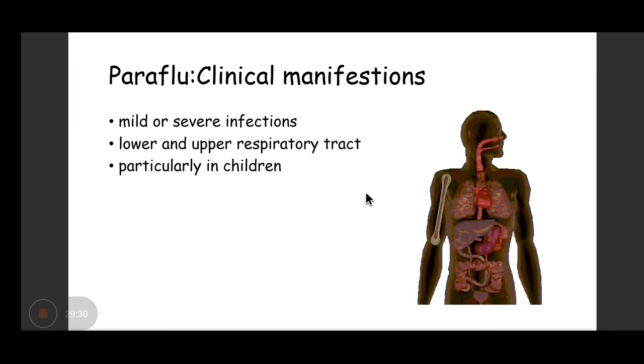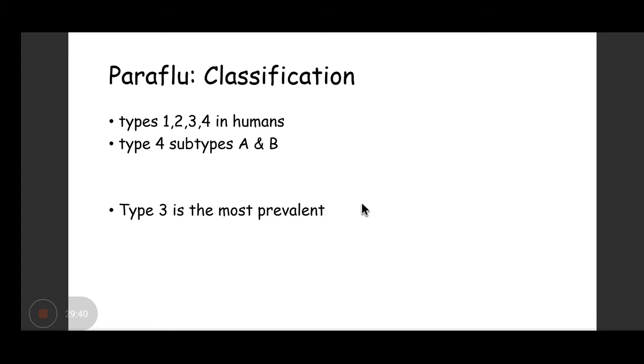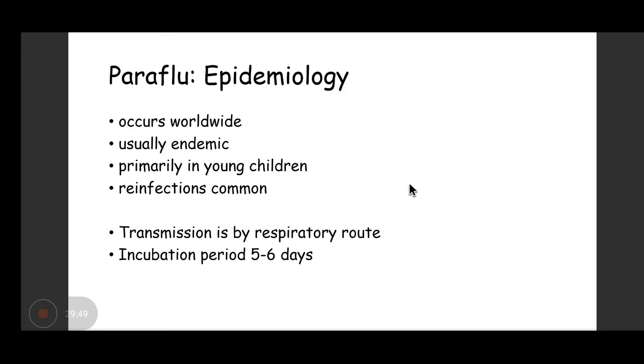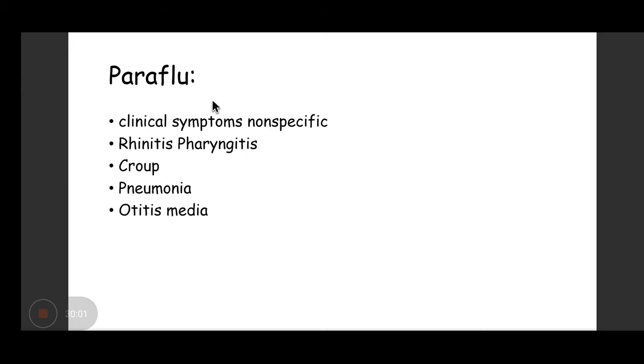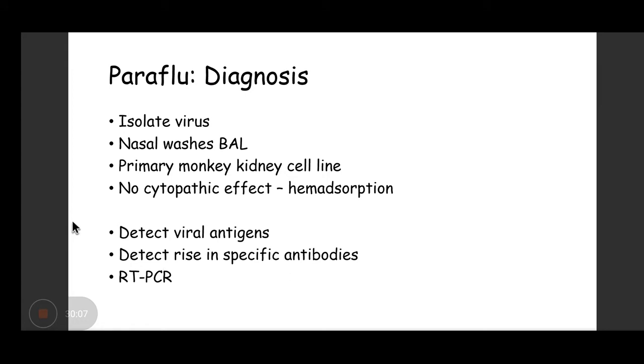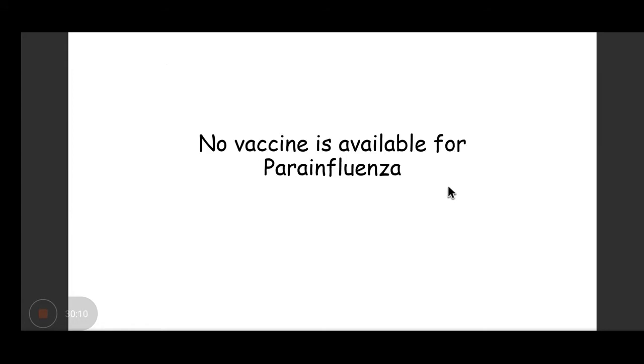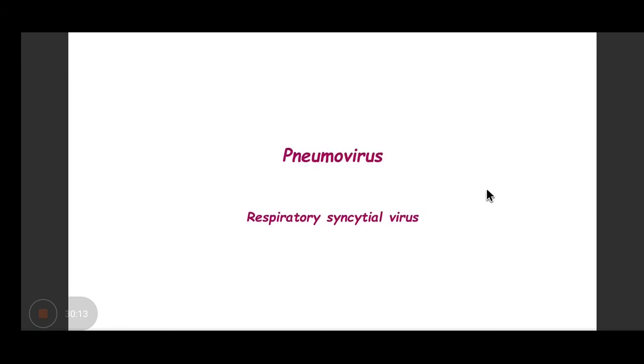Another myxovirus group, the paramyxoviruses, cause infection similar to influenza but a milder form of it, and we call it paraflu. Paraflu is caused by parainfluenza virus. There are 4 types: 1, 2, 3, 4. Type 4 has subtypes A and B. Type 3 is the most prevalent of them. Infection occurs worldwide, usually endemic, primarily in young children, and reinfection is common. It can cause upper respiratory tract infection as well as lower respiratory tract infection. Diagnosis is just like influenza virus, by RT-PCR. Vaccine is not available against parainfluenza virus.